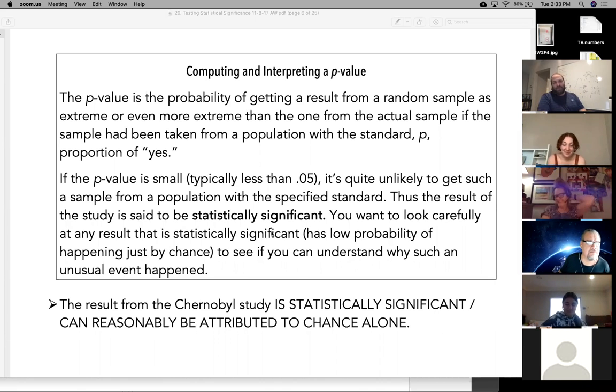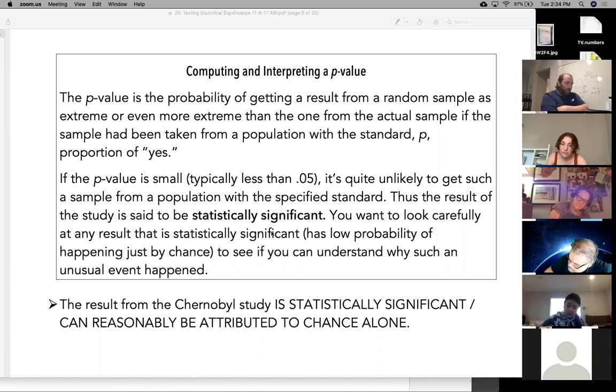Okay. So the p-value is the probability of getting a result from a random sample as extreme or even more extreme than the one from the actual sample, if the sample had been taken from a population with a standard proportion of yes. In other words, if your assumptions are true, the probability of getting the result that you got or something even more extreme is called the p-value.